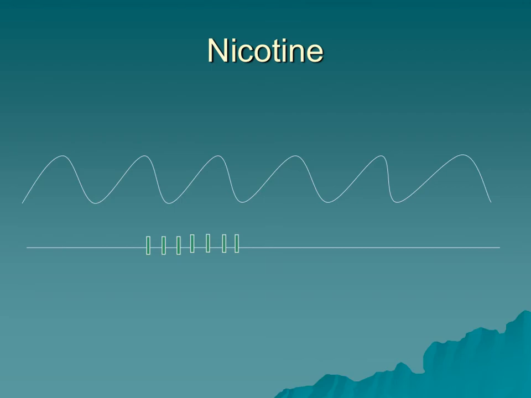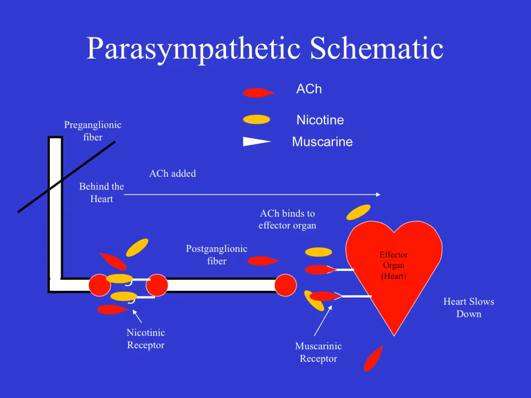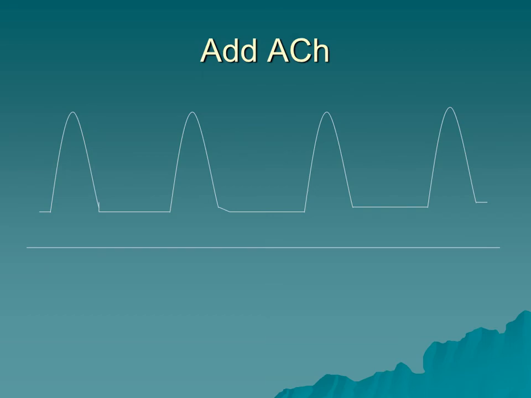So then we move on and we want to add acetylcholine. So we dump acetylcholine everywhere behind the heart. The acetylcholine going over here is not changing anything there. But if acetylcholine is here, it can interact with the muscarinic receptors to slow down the heart. And that looks like this. So we get the big pauses, big beat, big pause, big beat. Again, this large beat is Starling's law of the heart.